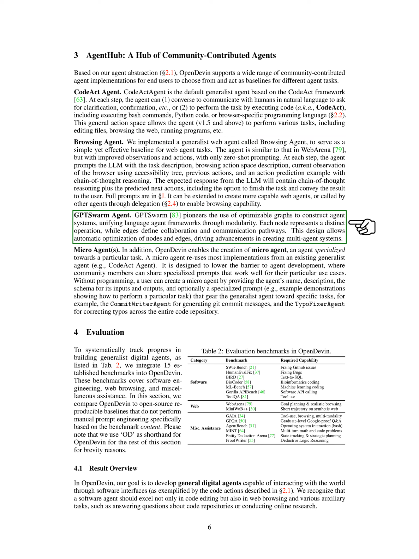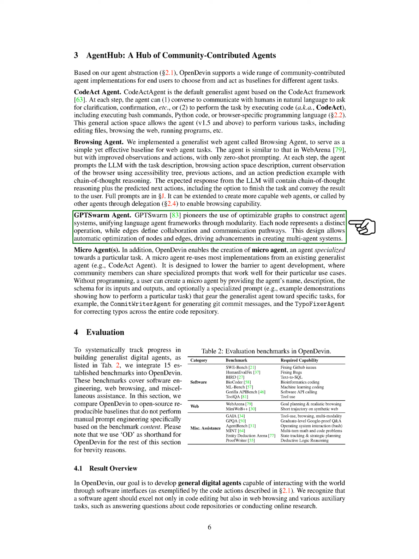We also introduce the GPT Swarm agent, which innovatively uses optimizable graphs to build agent systems, integrating different language agent frameworks through a modular approach. Each node in this system represents a specific operation, while the connections between nodes define how they collaborate and communicate. This structure allows for automatic optimization, which helps in developing multi-agent systems.